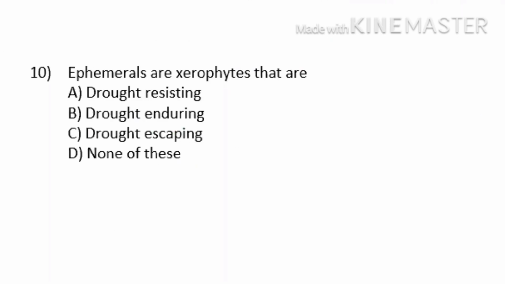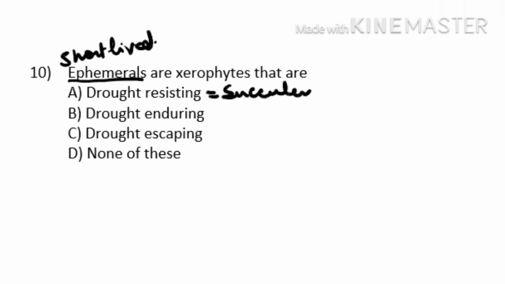Now see the next question. Ephemerals are xerophytes. First of all, you should know what ephemerals means. Ephemerals means short-lived. Now they're giving us these options. Drought resistant: first of all, drought resistant plants are also known as succulents. Succulent means they store water. So they are not ephemeral.